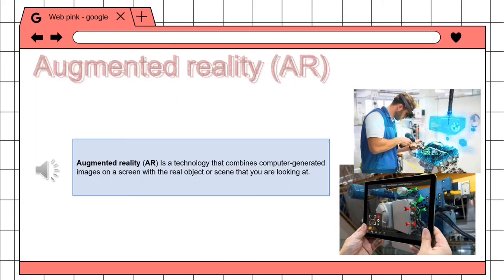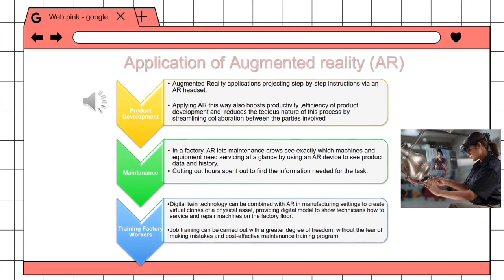Augmented reality is a technology that combines computer-generated images on a screen with the real object or scene that you are looking at. Applications of augmented reality, also known as AR.